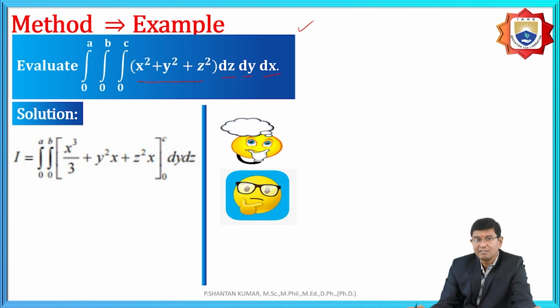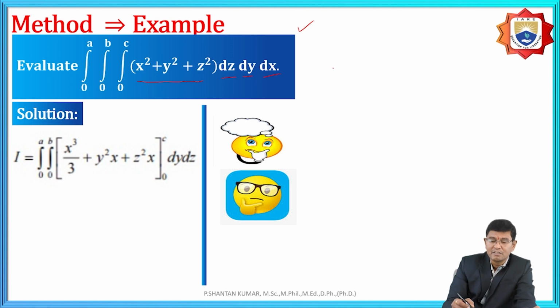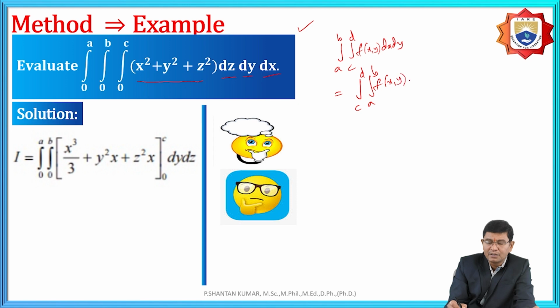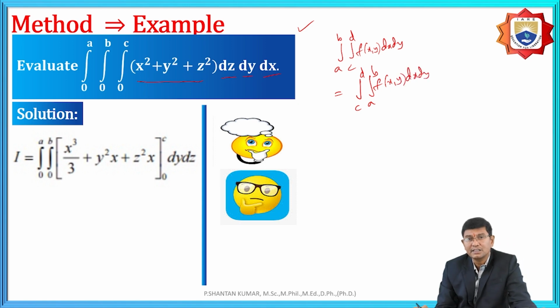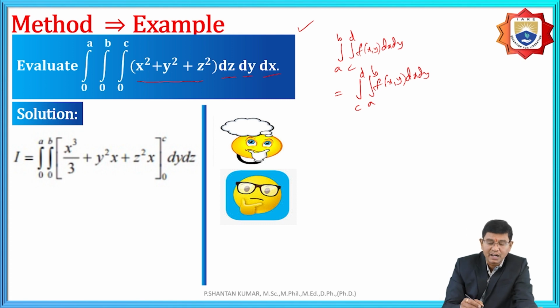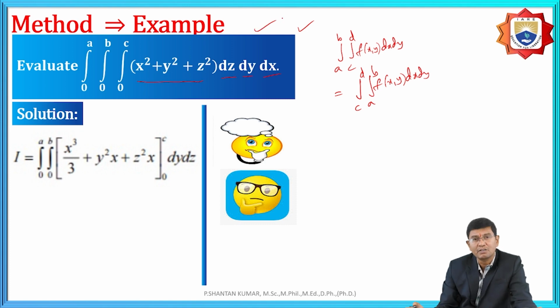Because we already discussed in the previous session, whenever the limits are constants, a to b and again c to d, the integral of f of x comma y into dx dy is equal to the integration from c to d and the integration from a to b of f of x comma y into dx dy. This is applicable based upon this. Under the triple integration also, we need to assume any order by interchanging x, y, z or z, y, x, whatever it may be.